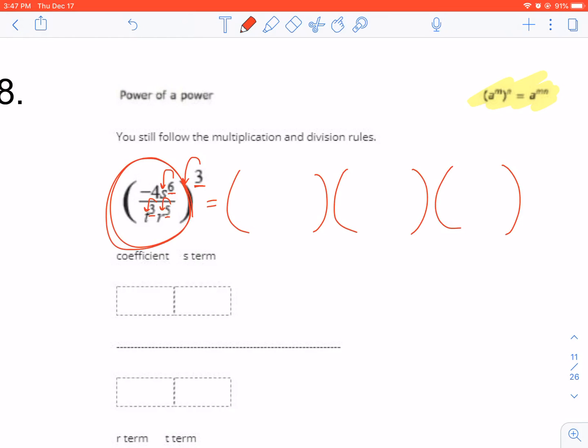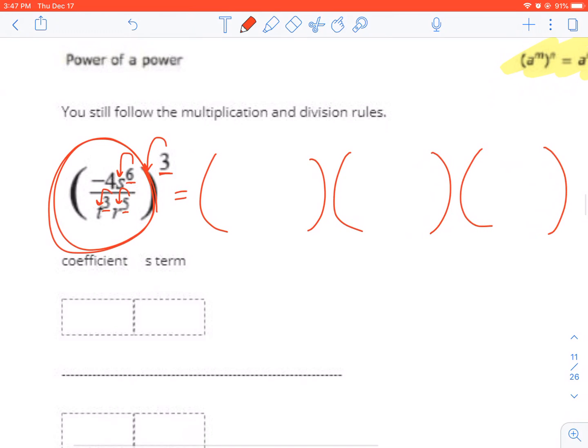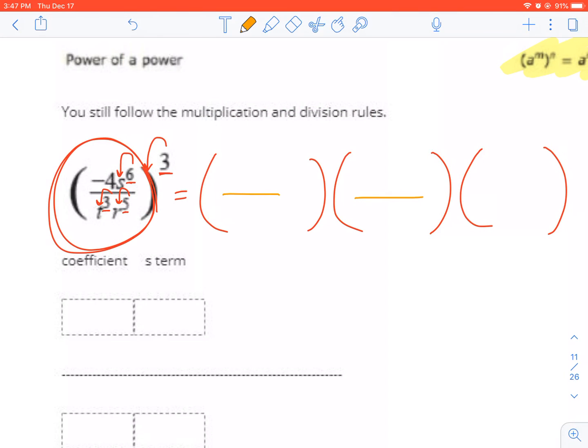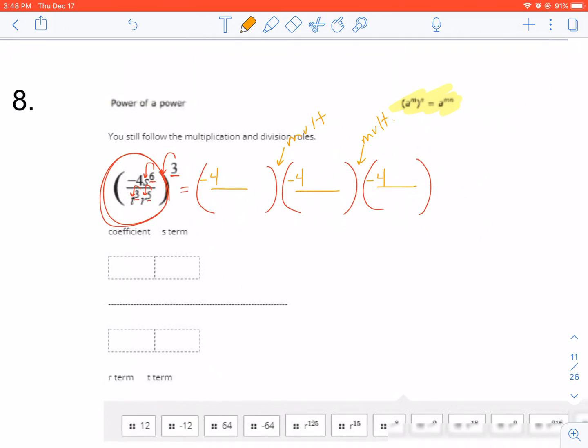And we can expand it as we go so that we can see what's happening. So now inside, we've got fraction bars. And on top of the fraction, we have a -4 each time. And we don't have any other coefficients. So at this time I want to talk about the rules with the coefficients. Remember that when we have parentheses next to each other, that means that we're going to multiply. So I'm going to go ahead and do that while I'm thinking about it so that we don't make a mistake. And what that is a -4 times a -4 times another -4.